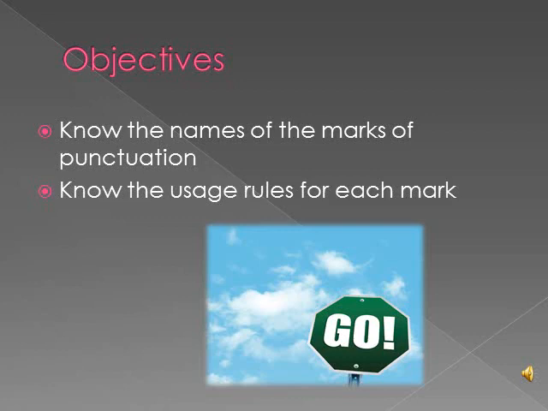The objectives for the remainder of Chapter 3 include knowing the names of the different marks of punctuation as well as the different rules for using each mark. So similar to the comma rules that we learned last week, we'll learn the same types of things for the remainder of our miscellaneous punctuation this week. So are you ready? Let's get going.